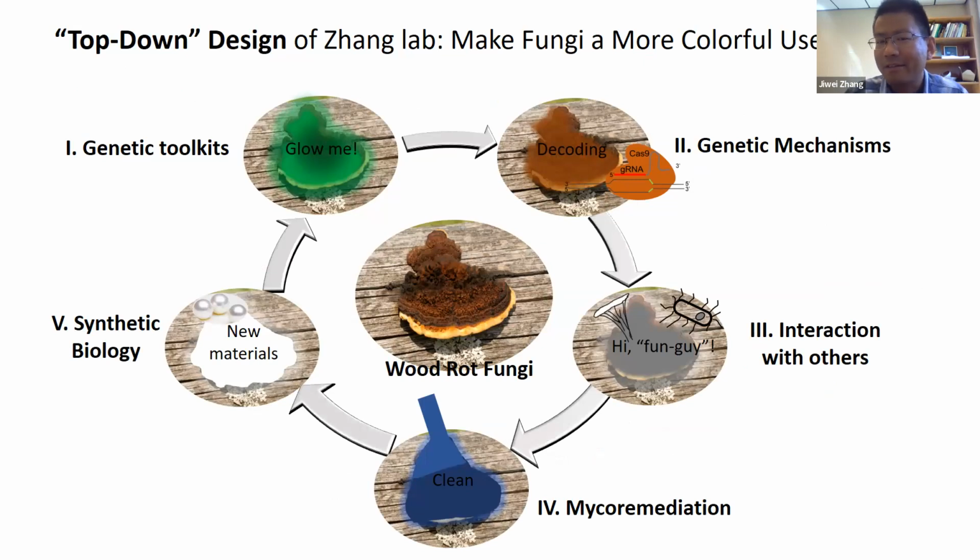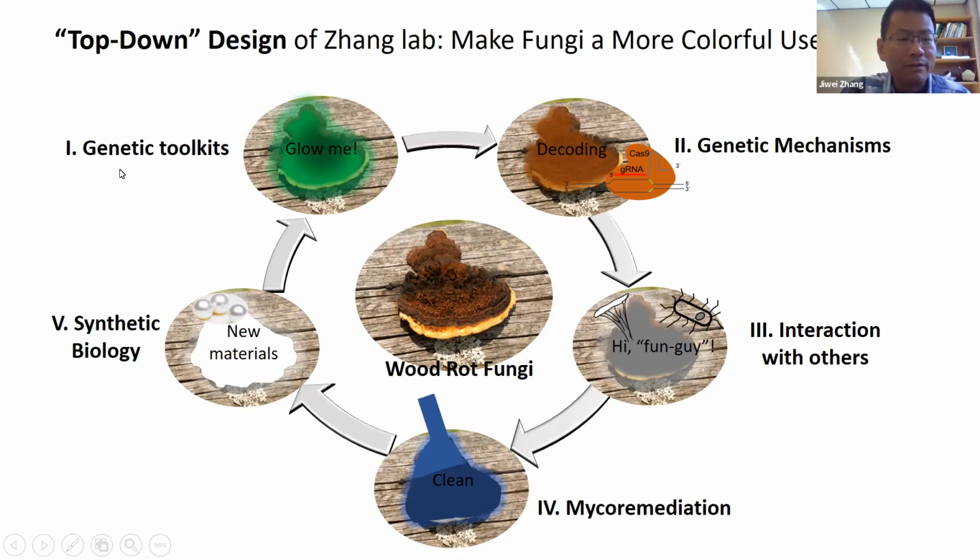I'm trying to make fungi more colorful. So I use different colors to color code the different research in my lab. There are basically five main research areas in my lab, and all the research is based on the wood rot fungi.